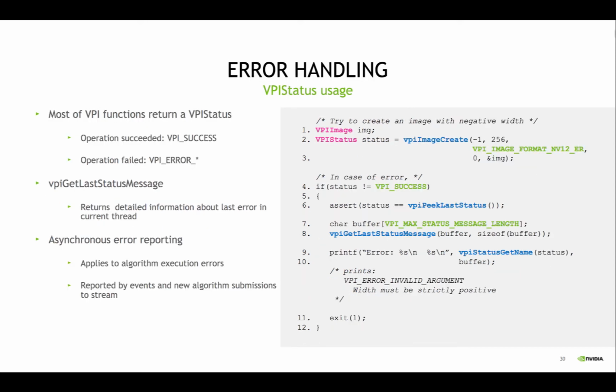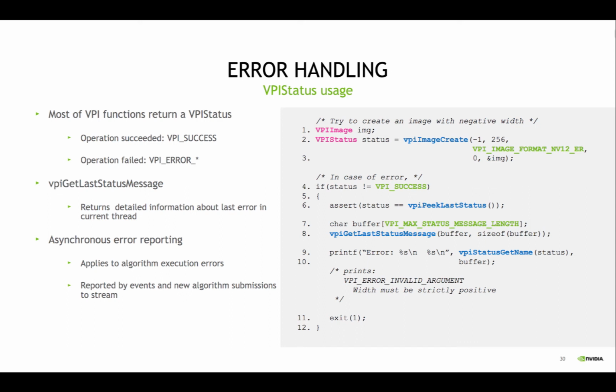Well, so far we're assuming that life is good, calls never fail, etc. But that's often not the case. That's when the topic of error handling is important. Almost all VPI functions return a VPI status code indicating either success or failure. For instance, on line 2 here, we are trying to create an image with a negative width. This obviously fails. On line 4, we test the status code. If it is not VPI success, that means a failure, and we have the option to get a more detailed error message using the VPI get last status message call on line 8, then printed on stdout.